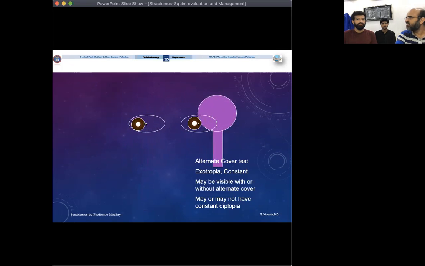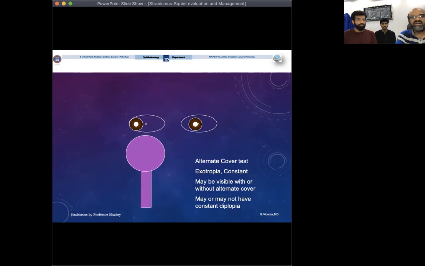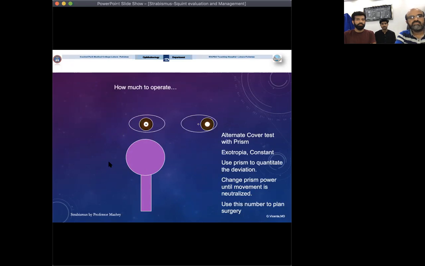So the eye moves in. We are alternating. Both eyes keep on shifting. So this is alternate exotropia. But we will write it as right exotropia, because the right eye is constantly deviating. Left, right eye. And we can use two prisms to quantitate squint.